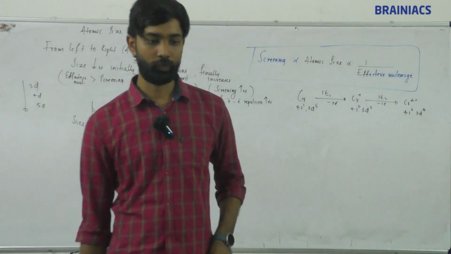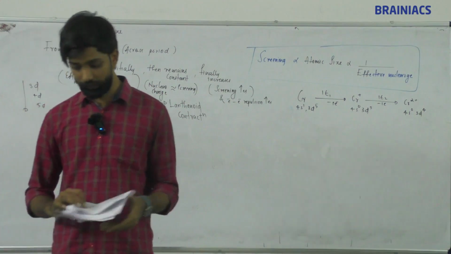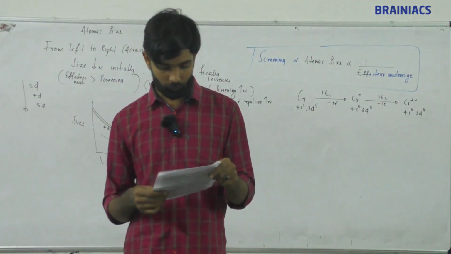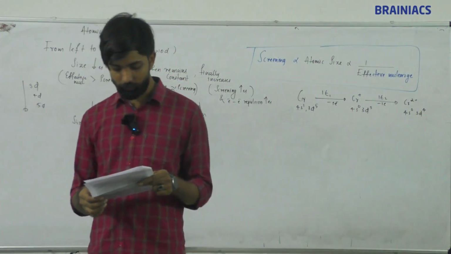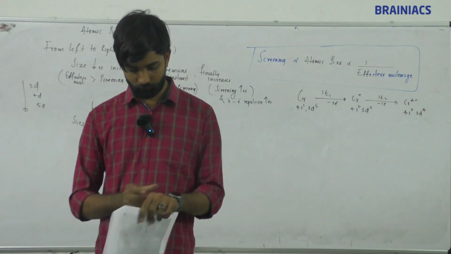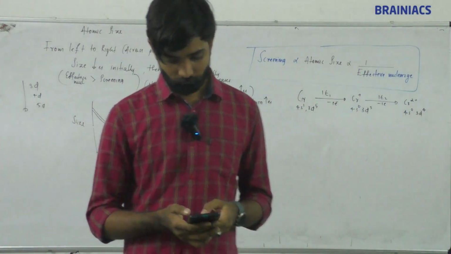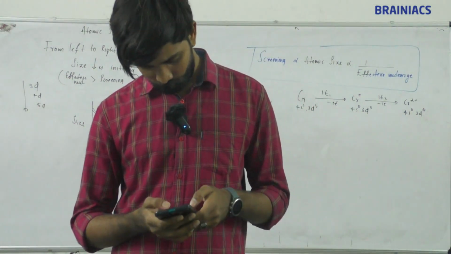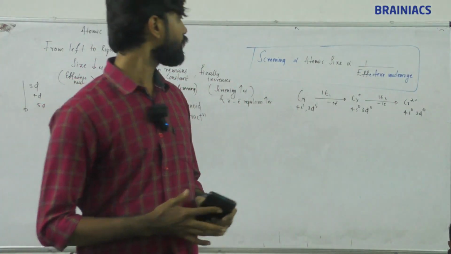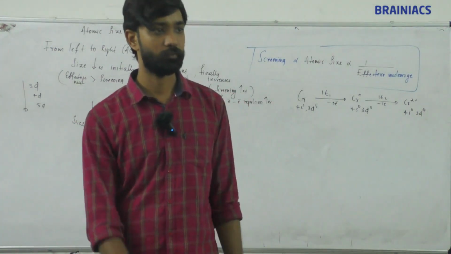Removal of the second electron, put it as the answer. Removal of the second electron for copper and chromium decreases the stability. Okay, that's right. Ready.